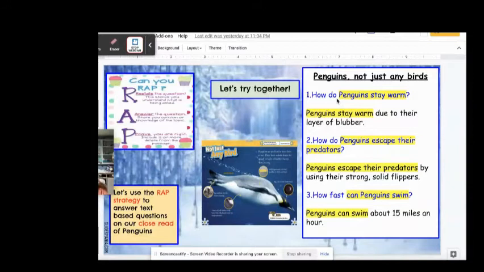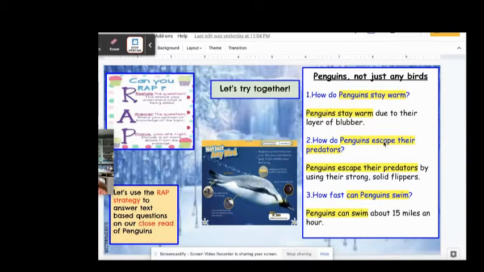Taking the information that I just read from this page, I know that they have a layer of blubber that helps them stay warm. But I'm going to restate the question first, okay? So how do penguins stay warm? Penguins stay warm due to their layer of blubber. All right? So I used most of the words in the question to start out my answer.